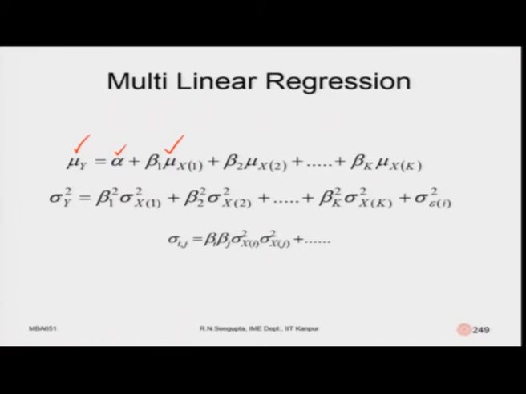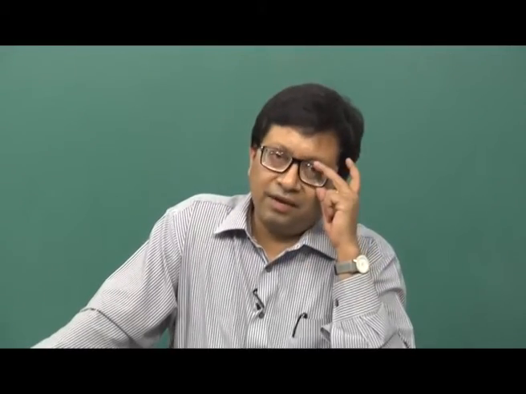The third term is beta 2 into x 2. Hence the expected value is beta 2 into mu suffix 2, till the second last term, which is beta k into x suffix k. Beta k is constant, so the expected value of x k is mu suffix k, and obviously the last term, which is epsilon, has mean value 0. Now, come to the variance.